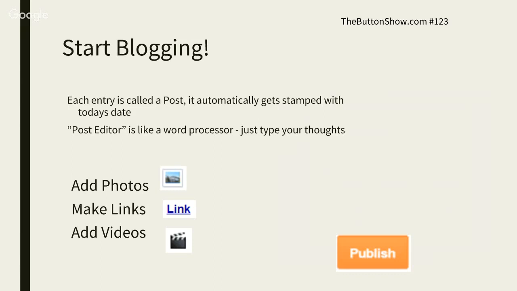All right. So once you have a blog, then start blogging. Each entry is called a post, and it automatically gets stamped with today's date. The post editor is like a word processor. You just type your thoughts. And then there's a button to add photos, make links, and add videos. And then you just click publish. And now it is on the web for all the world to see.